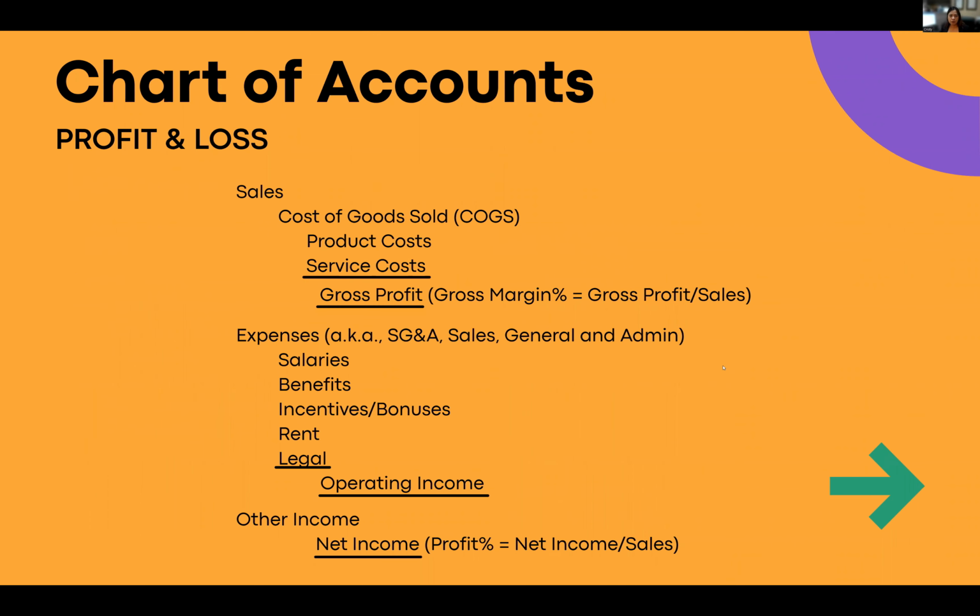On the profit and loss, this is how it's presented. You have the sales less cost of goods sold. Those are your direct costs in providing the product or service, so that would be your material cost and your labor cost. The total of these two will be your cost of goods sold, and sales less cost of goods sold will be your gross profit. We normally monitor the gross margin percentage, or gross profit over sales.